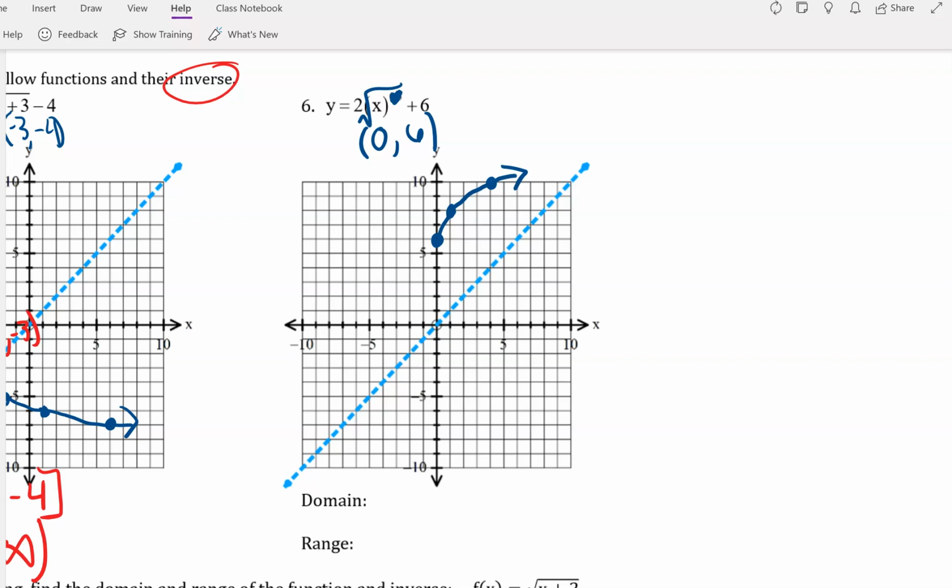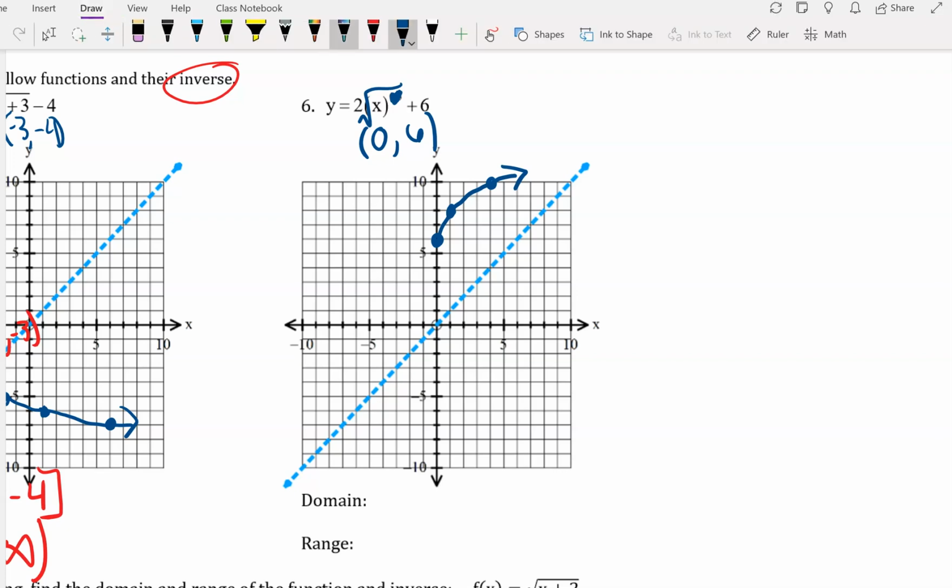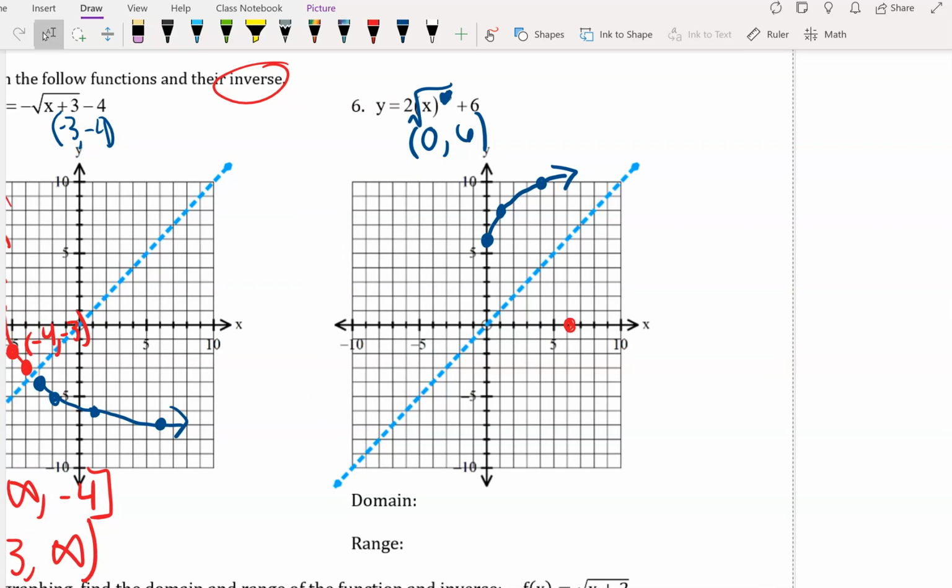So that's the function. The inverse is going to be a reflection over the line y equals x. And I'm switching the x's and y's. So if this is 0, 6, I'm going to have 6, 0 on the inverse. The next point was the point 1, 8. I'm going to have the point 8, 1. The final point was, I think it looks like, 4, 10. It's going to be 10, 4.